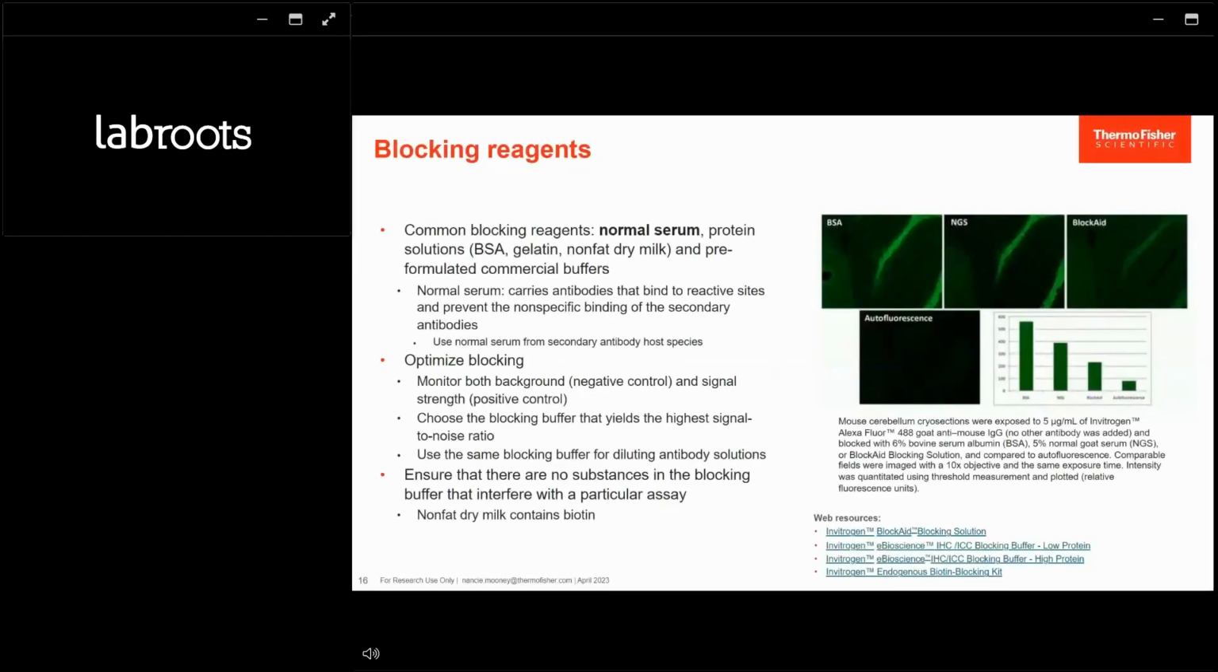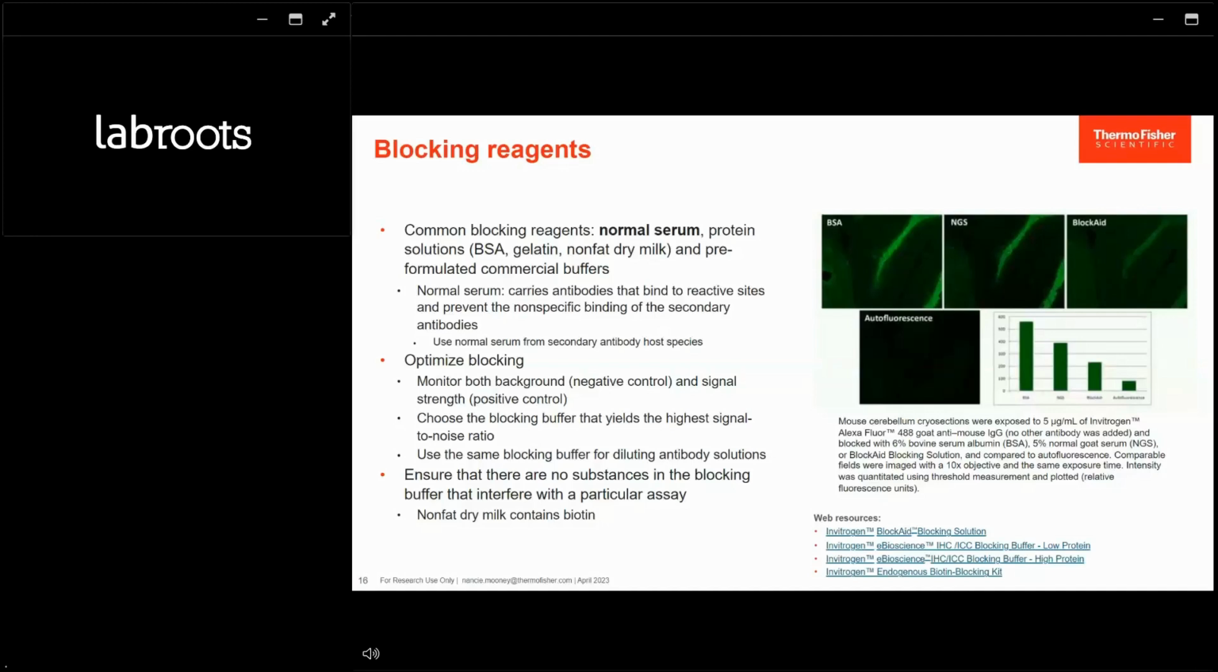So when working with antibodies, it's important to use a blocking reagent so that the antibody doesn't stick to very sticky parts of the tissue and only adheres to the antigen of interest. Common blocking reagents are basically protein solutions, especially normal serum. There are also solutions of BSA, gelatin, and non-fat milk. Normal serum is the serum from the host species of the secondary antibody and carries antibodies that bind to reactive sites and allows for us to prevent nonspecific binding of the secondary antibodies.